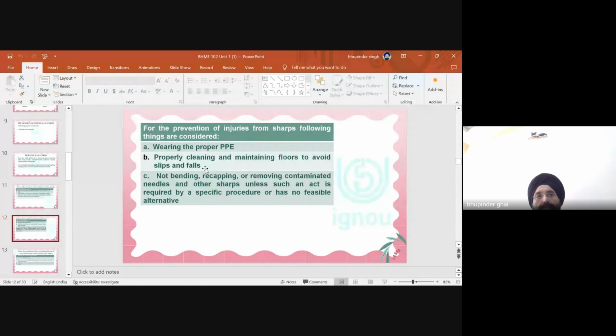So if the floor is wet, proper signage should be placed at the wet area, which indicates the floor is wet, be cautious. So that the person who is coming into that area will see the signage and take care of that area. He will be careful and he will not fall. And I already told you about bending, recapping, and other things about the needle.